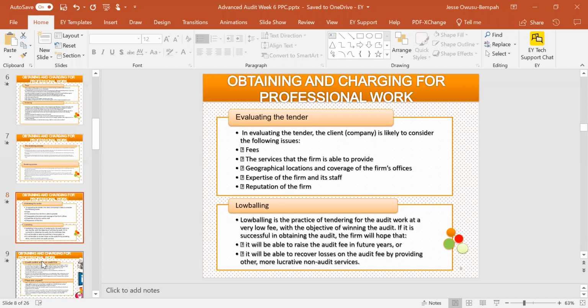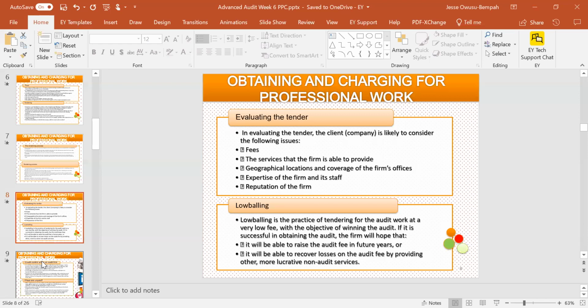Fantastic. Now let's talk about how to evaluate the tender. In evaluating the tender, the company is likely to consider the following issues. They'll consider fees, right? So for the one who was asking, is it not a bad thing if they're only looking for fees? Usually it's expected that companies will consider a lot of things apart from fees. But sometimes money can play a huge role here. So number one is fees.